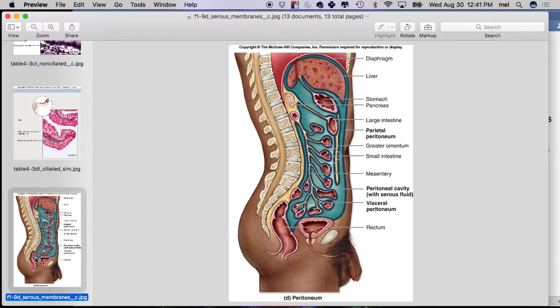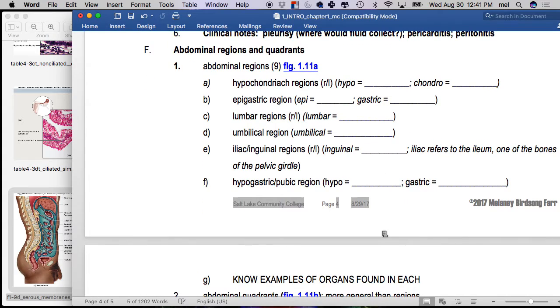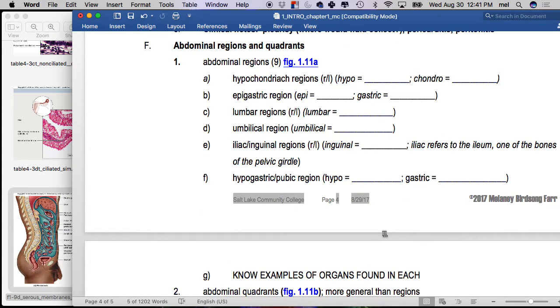Okay, so that's peritonitis. Okay, so last bit in this set of notes is abdominal regions and quadrants.